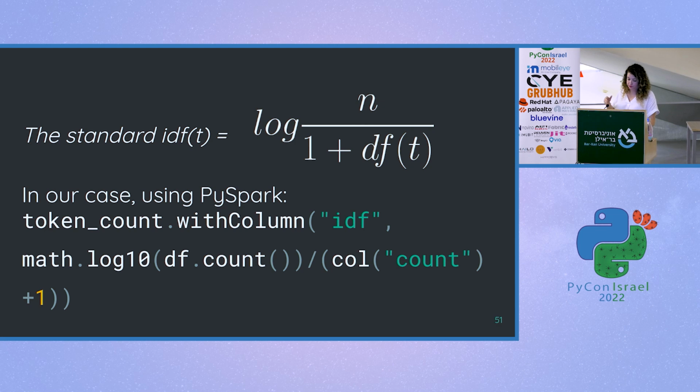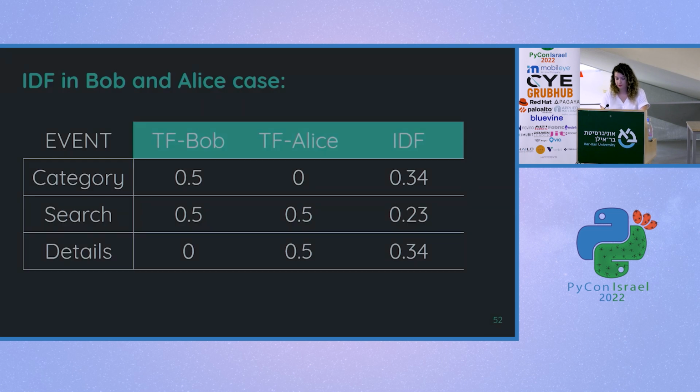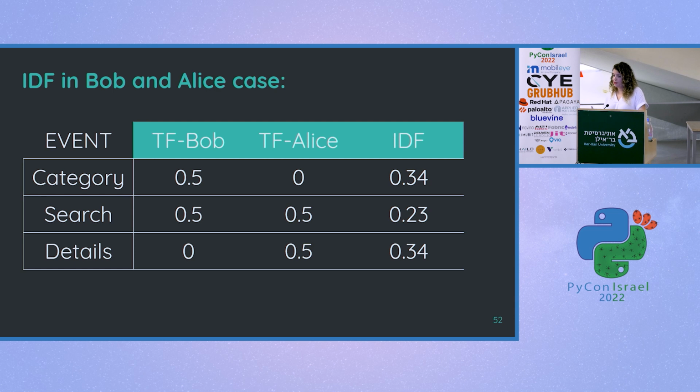We're casting our IDF into a column where we take the log of the total count divided by the count of the specific word in the documents. And in Bob and Alice's case, it's going to look like that. Now we have our TF, we have our IDF, and now we want to multiply them in order to calculate our TF-IDF, which is our weight.